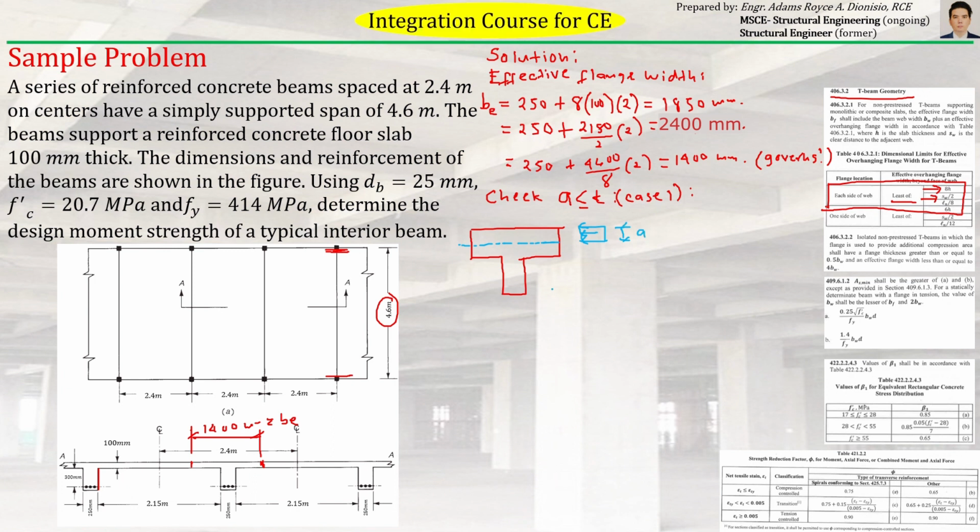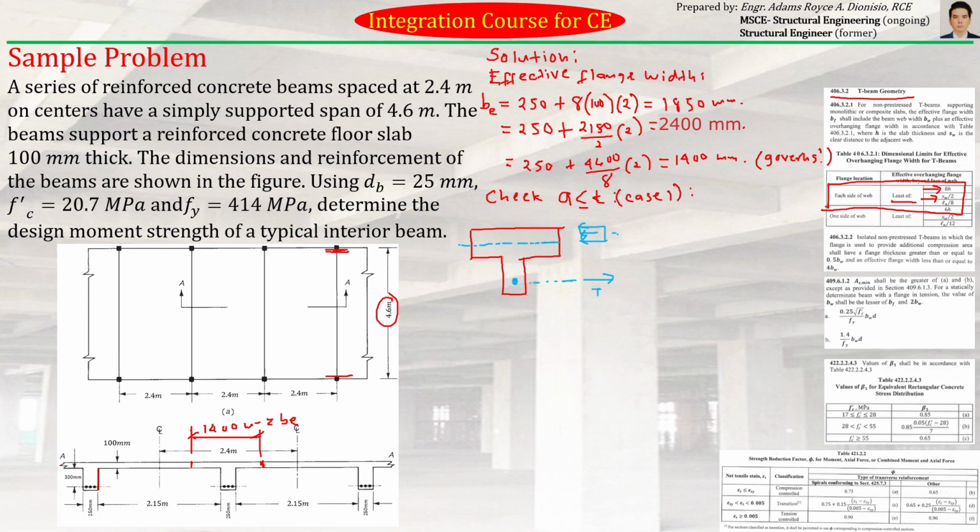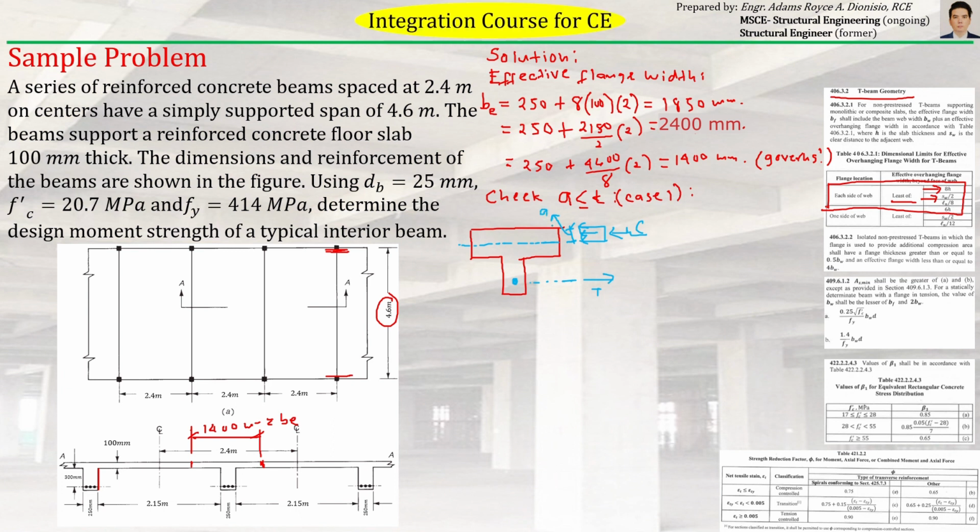Which is being balanced by the force acting on the tensile reinforcement, which is this T. The resultant of our compression block, we simply call that C, with a depth equal to A. A is its depth. Then this is our thickness, which is T. Let's just call it T to be consistent. And then the effective flange width here.